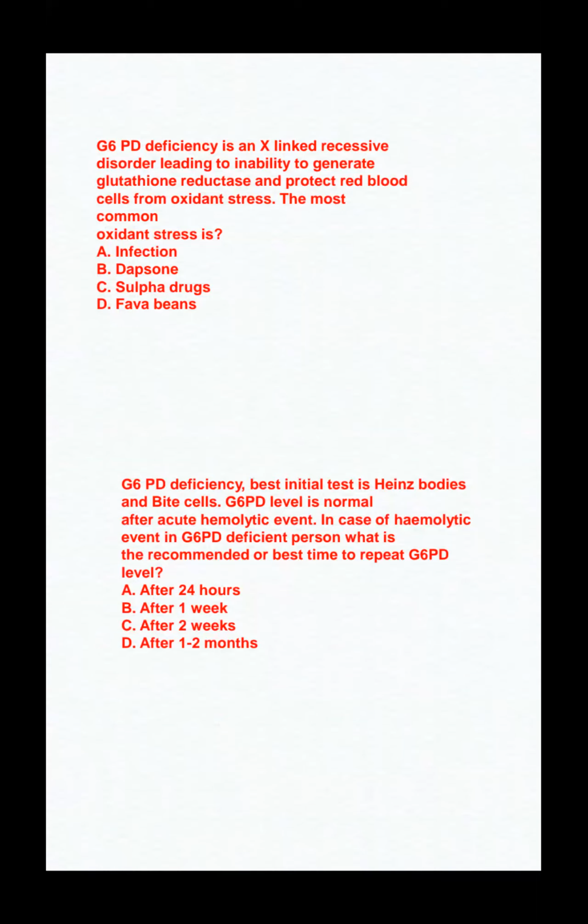G6PD deficiency is an X-linked recessive disorder leading to inability to generate glutathione reductase and protect red blood cells from oxidant stress. The most common oxidant stress is infection, dapsone, sulfur drugs, fava beans. Ma'am, it's infection. Excellent. First of all, why infection? They ask about the inability to generate glutathione reductase and protect red blood cells from oxidant stress. So the most common oxidative stress is infection, right? Yes, ma'am. Thank you.